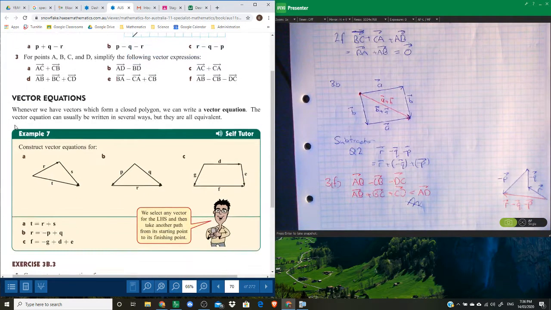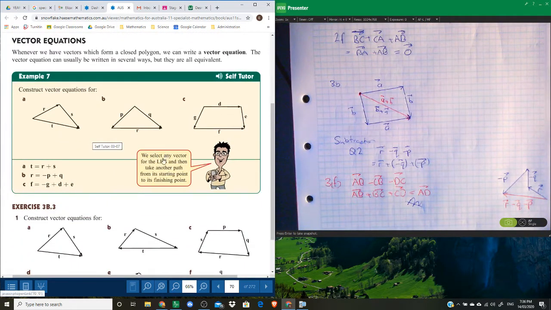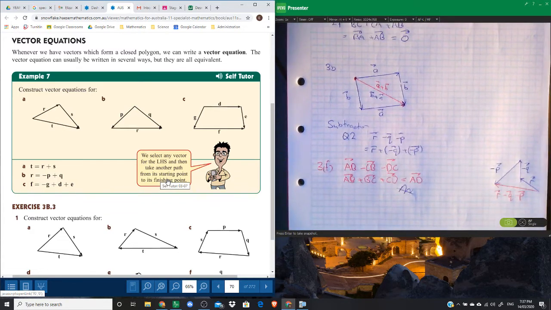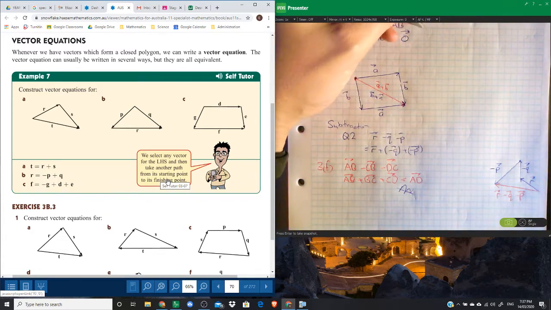Vector equations. All right. So the suggestion there, we select any vector from the left-hand side and then take another path from the starting point to its finishing point, and then that's equal. Yes, that's true. One way to think of it. And there are some examples of that. So I'm going to do a couple of examples of that over here. Let's make a bit of space here.